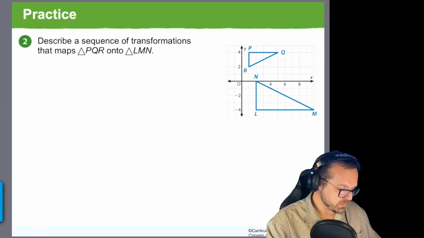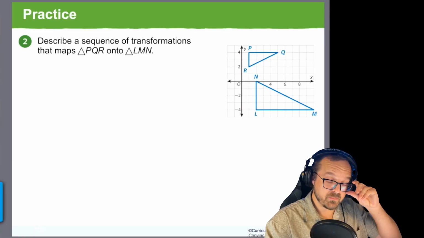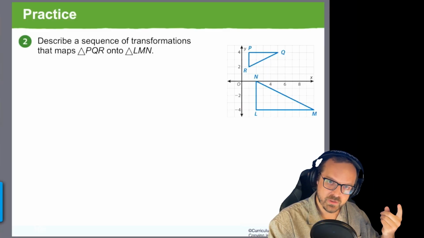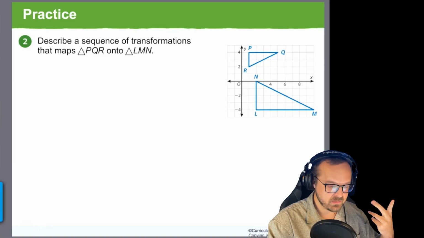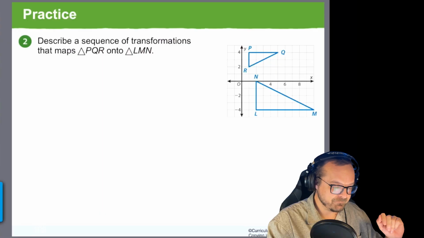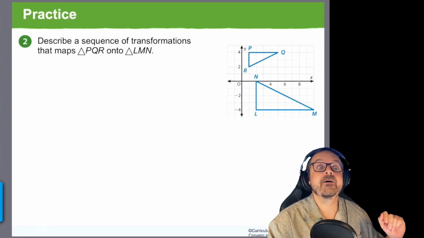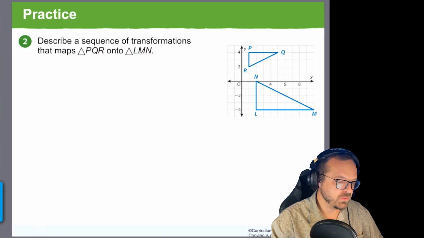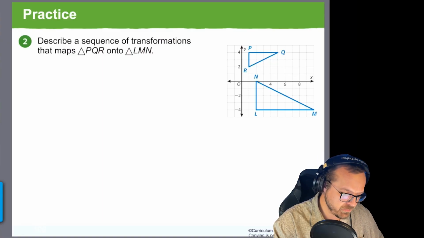All right, here we are practicing again. Your turn. Can you map PQR onto LMN? So take PQR and do some transformations. Translate, reflect, rotate, and dilate. You're going to have to dilate because it's getting bigger here. And go ahead and try that. Okay, then. So describe it. All right, well, let's go here. We're going to go from PQR, like so.